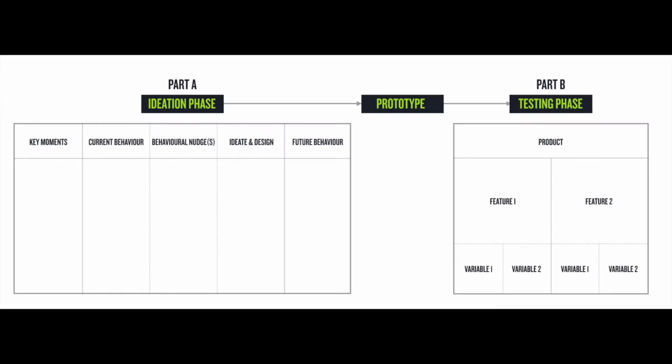In Part A, we leverage behavioral economics to ideate new features. We roll those features into a prototype and then move into Part B, where we test those features to evaluate which are most successful at creating behavior change. As you can see, we need to carry out a number of steps within Part A as well as Part B. We'll go into these in more detail in subsequent episodes.